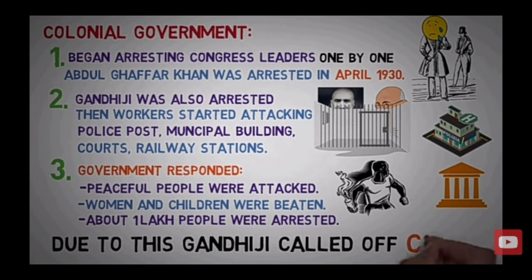Then what happened? Common people showed their anger. Then workers started attacking police posts, municipal buildings, courts, railway stations. And the government took the opportunity, and then what did they do? They gave their own response, and finally peaceful people were attacked by the British. Women and children were also beaten by the British officers. Even about 1 lakh people were arrested. Due to this, Gandhi finally called off the civil disobedience movement.